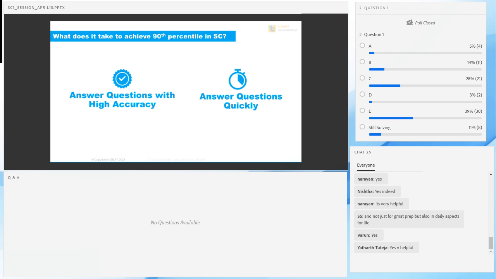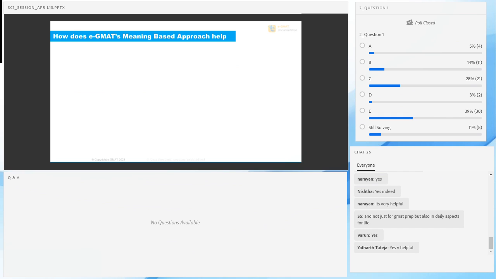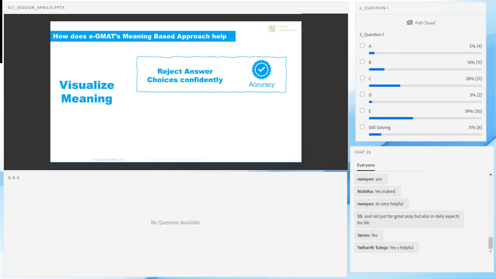All right, so now again, let's keep that in mind. What is it that we need to do to get to 90th percentile? Answer questions with high accuracy, and answer questions quickly. Okay, and how does the e-GMAT meaning based approach help? By visualizing learning, right? You visualize the meaning of the sentence so that you can reject incorrect answer choices confidently, and you reduce that back and forth. That is how you increase your accuracy and you reduce the time to answer.